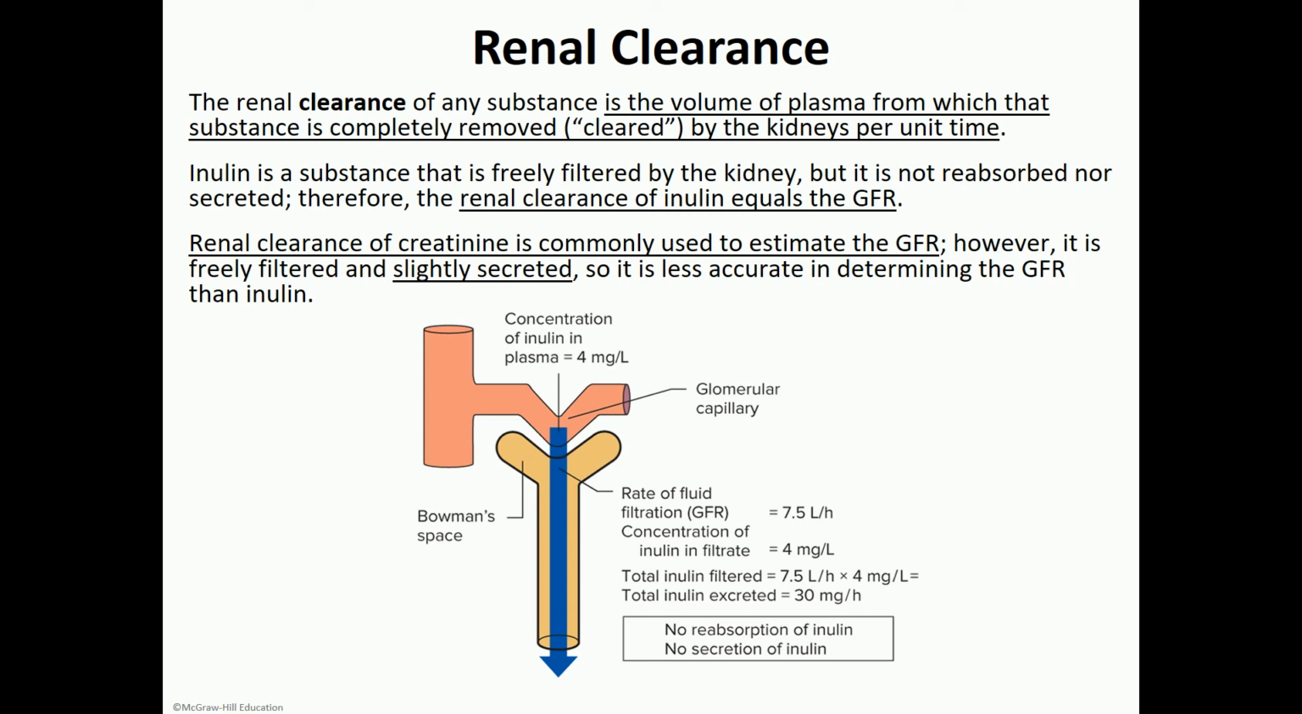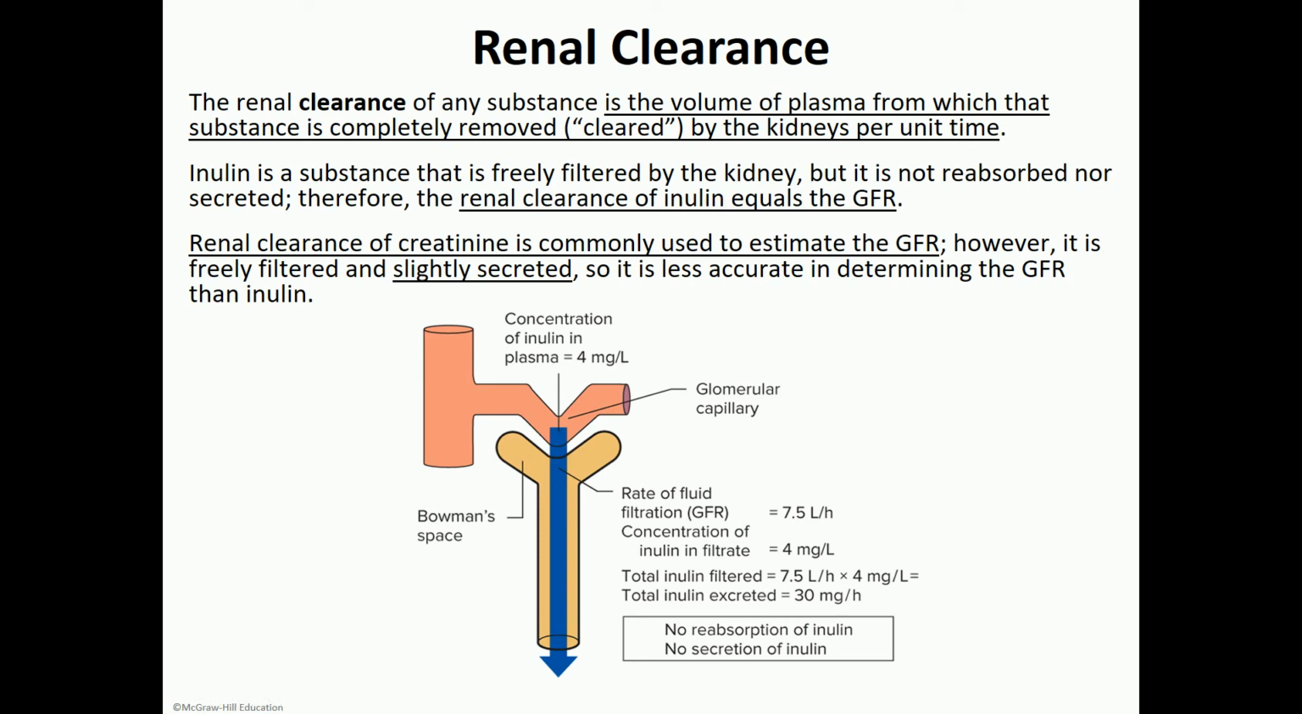When injected into a patient, we want to find out how long it takes to clear. Inulin is a substance that is only filtered. It is not secreted or reabsorbed. Being that it is just filtered, it gives us a good idea, or actually a perfect idea, about the glomerular filtration rate. But we don't really want to expose patients to unnecessary products.